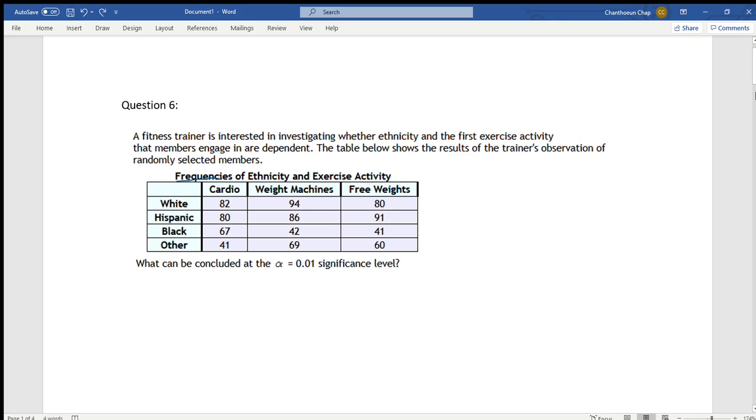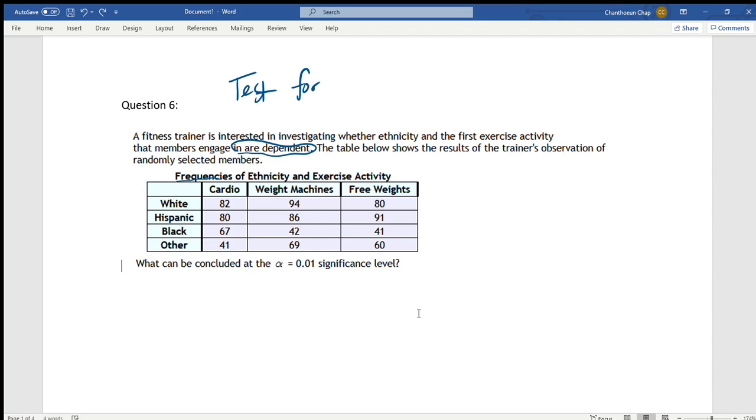Question 6. A fitness trainer is interested in investigating whether ethnicity and the first exercise activity that members engage in are dependent. The table below shows the results of the trainer's observations of randomly selected members. Now, if you look at this table, a lot of students might think the phrase frequencies is mentioned. So this must be a goodness of fit test. That would be incorrect. If you look carefully, the phrase dependent appears, so this is a chi-square test for independence.